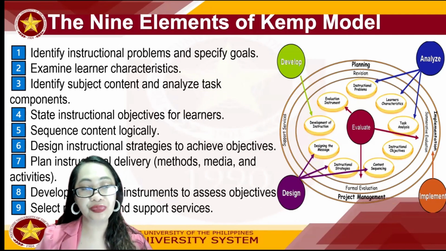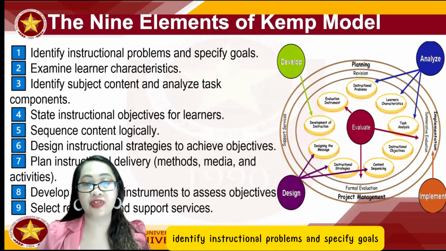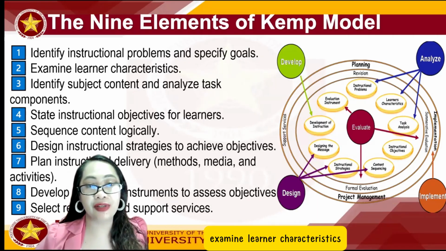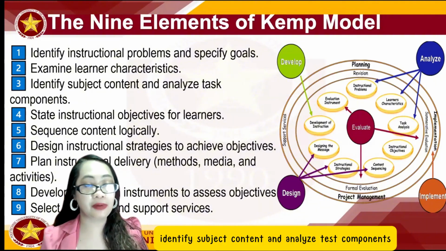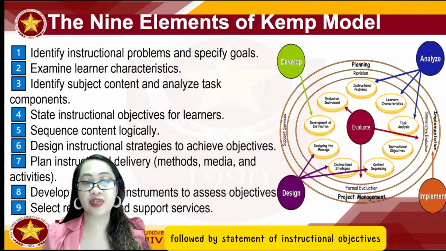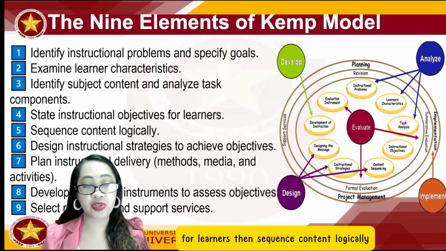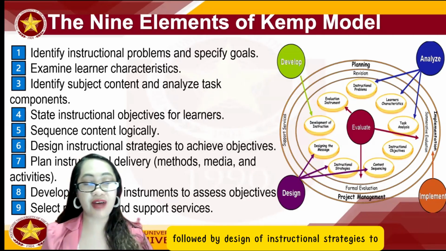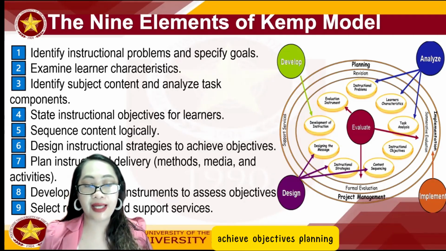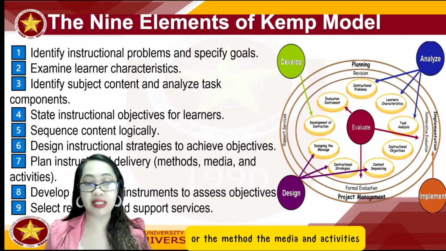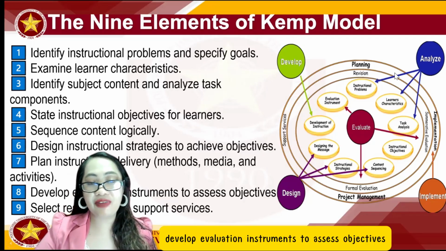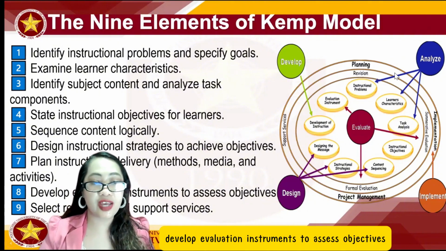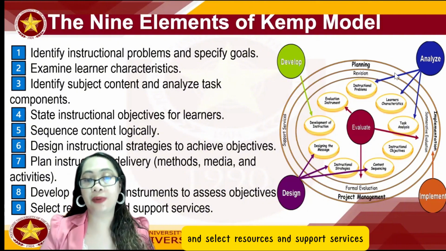First, identify instructional problems and specify goals. Examine learner characteristics. Identify subject content and analyze task components, followed by a statement of instructional objectives for learners, then sequence content logically, followed by design of instructional strategies to achieve objectives, planning instructional delivery or the method, the media, and activities. Then, develop evaluation instruments to assess objectives and select resources and support services.